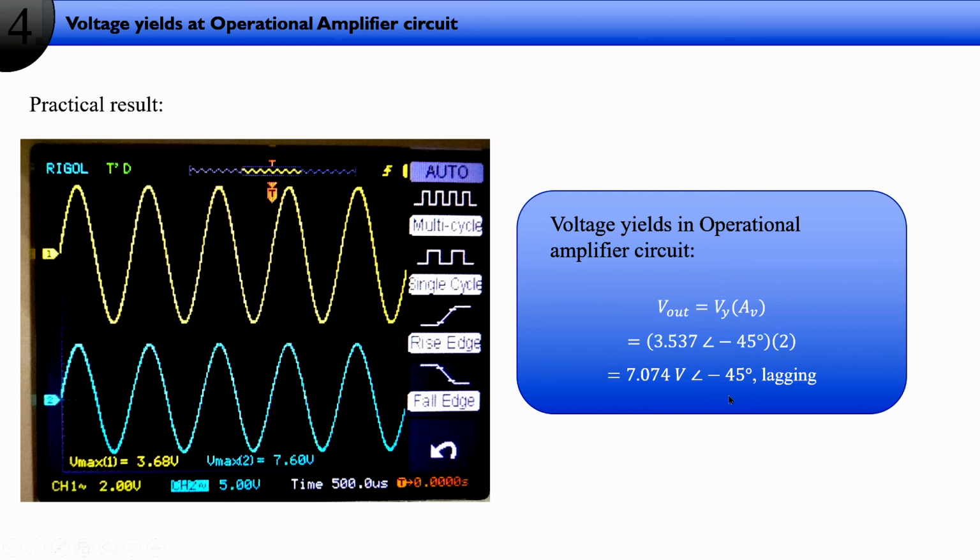The lagging part, the degree part, will not change because there are no reactive components inside the amplifier circuit. It just has a gain, so the magnitude is times 2. On the practical side, the yellow signal is my input of the amplifier and blue is my output of the amplifier. At the output side, we get about 7.6 volts. So there is some discrepancy between my practical output and my theoretical output.